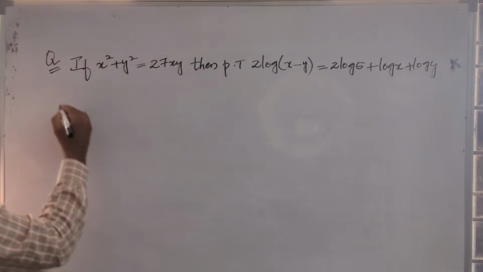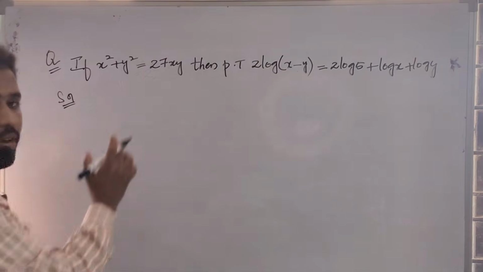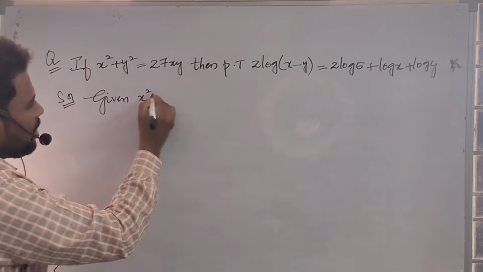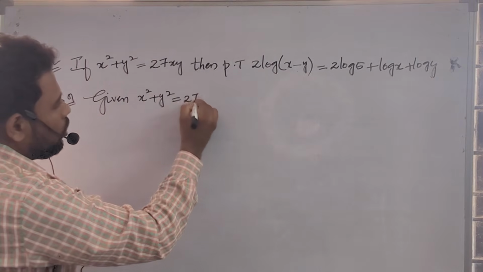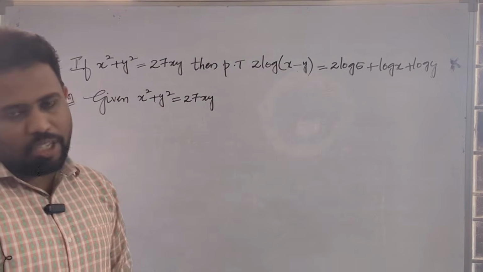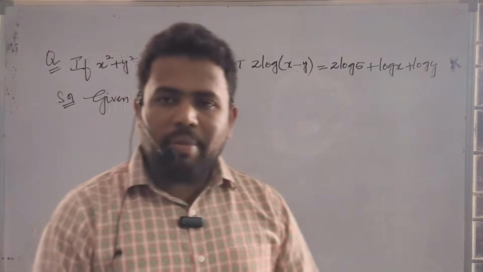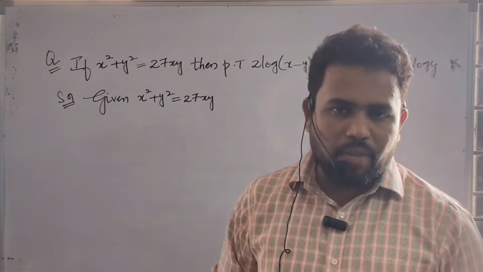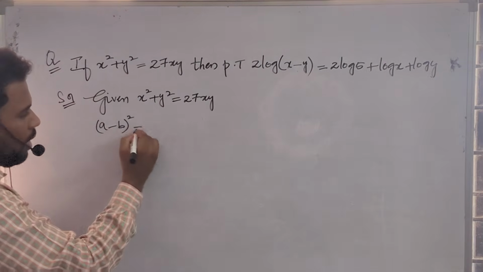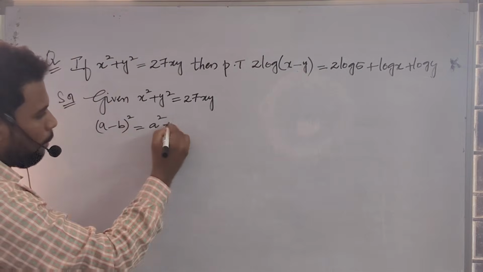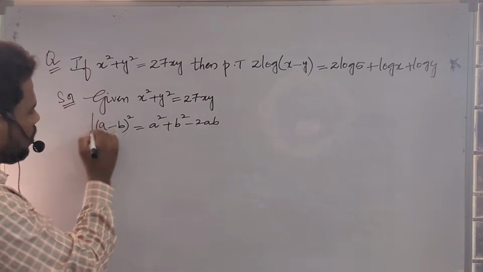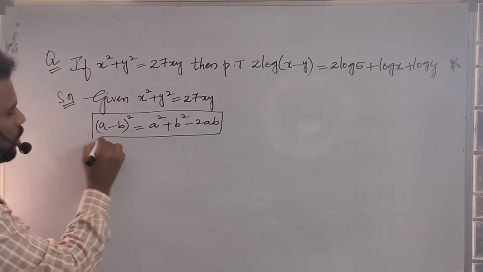Let us begin the answer. Let us write the given information first. What is given? x square plus y square equals 27xy. As I said, we have to use the a minus b whole square formula here, so I am going to write the same formula on the board. The formula for a minus b whole square is a square plus b square minus 2ab.